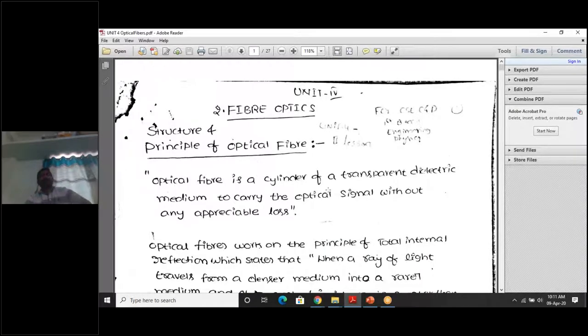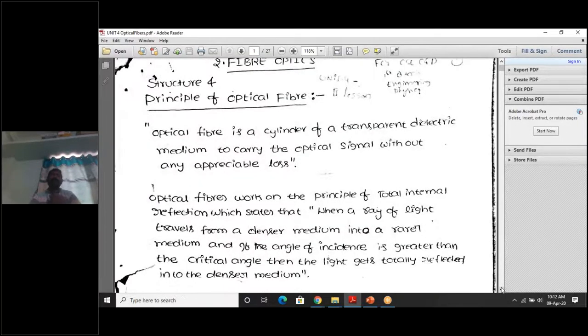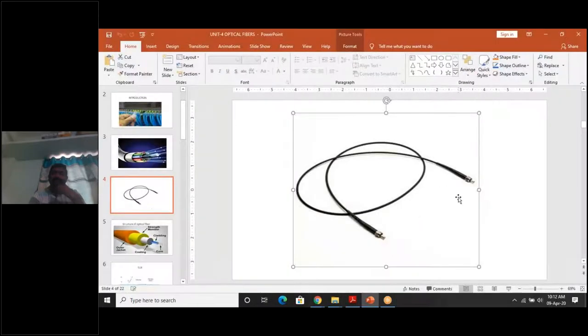So optical fiber is a cylinder of a transparent dielectric medium to carry the optical signal without any appreciable loss. Suppose at one end of the water tube you pour 1 liter; you have to get the same 1 liter at the output. Let us assume it is a water tube. You should not get less than that value. So that is no loss. Similarly, the amount of power you are giving here, the same output power you have to get here. Otherwise, there is some loss inside the optical fiber.